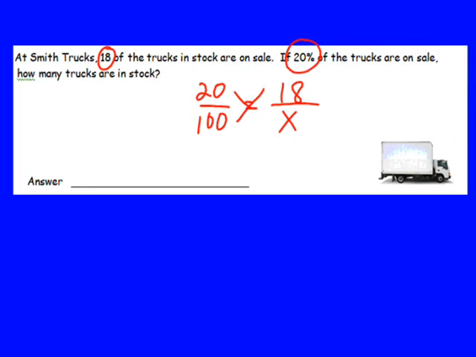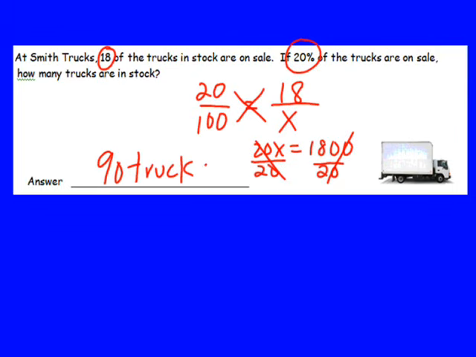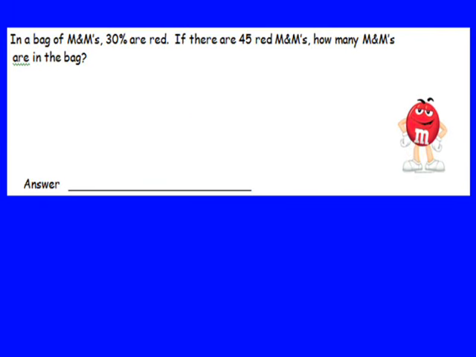So I'm going to cross multiply. 20x equals 1800. Divide by 20. Divide by 20. So there are 90 trucks in stock. All right, let's do one more. In a bag of M&Ms, 30% of the M&Ms are red. If there are 45 red M&Ms, how many M&Ms are in the bag?